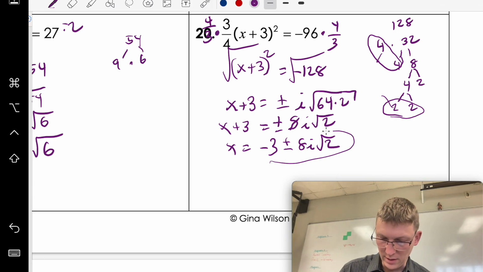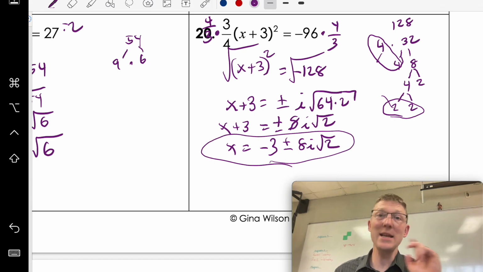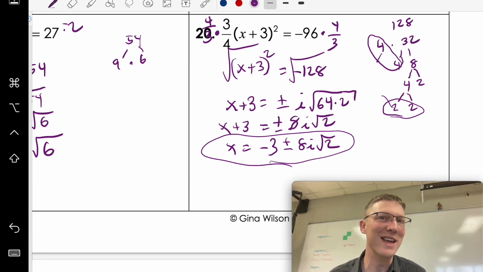We have been using complex numbers. See, I told you they weren't too complicated, right?